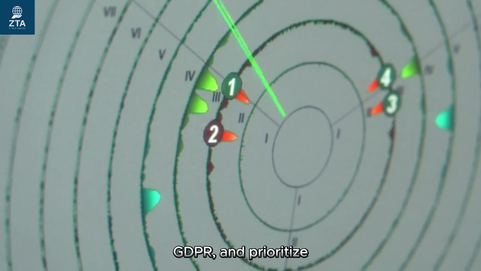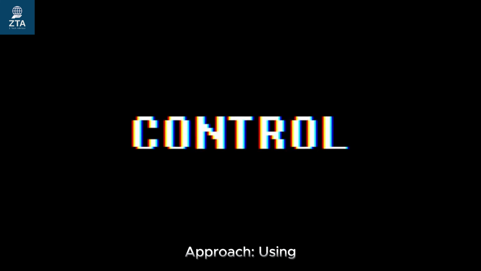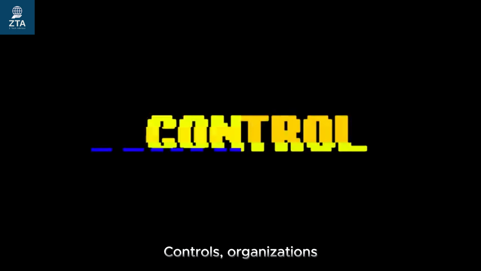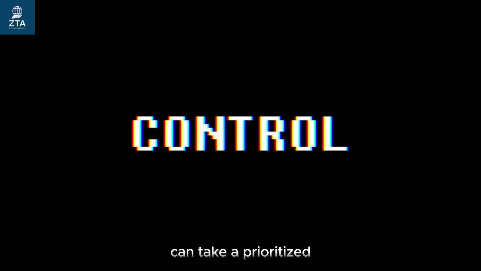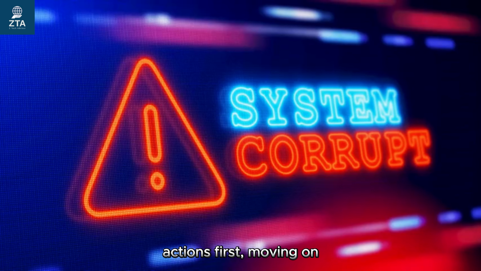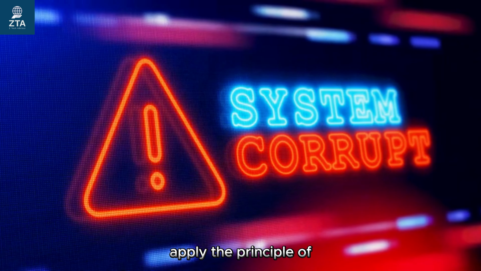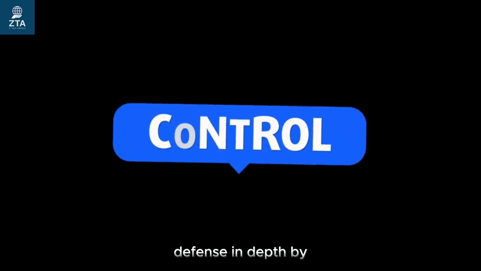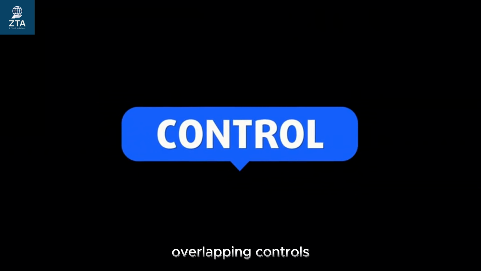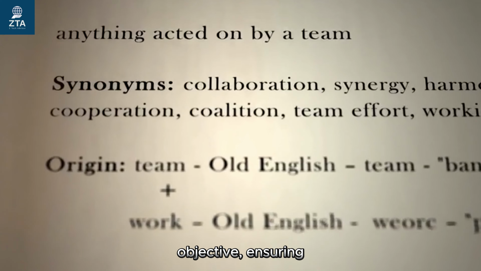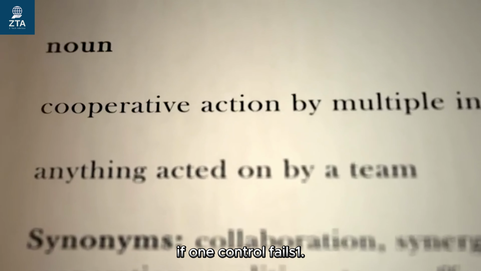10. Prioritized approach. Using frameworks like the CIS controls, organizations can take a prioritized approach to implement essential cybersecurity actions first, moving on to more advanced techniques. 11. Defense in depth. They apply the principle of defense in depth by implementing multiple overlapping controls to achieve the same objective, ensuring robust security even if one control fails.